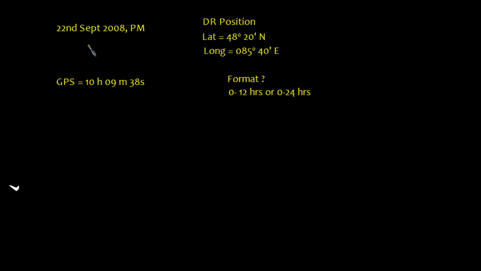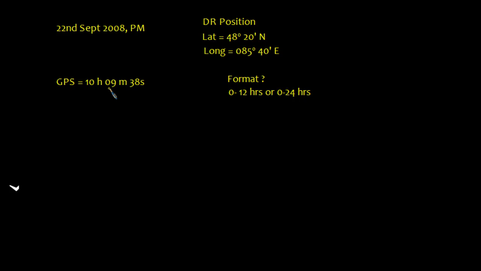So let's talk about this example, which will give you some idea of how these problems are solved. We talk about 22nd September 2008. This is PM time, and the DR position is given as 48 degree 20 minute. Longitude is 085 degree 40 minute. GPS time is given, which is 10 hour 09 minute 38 second.